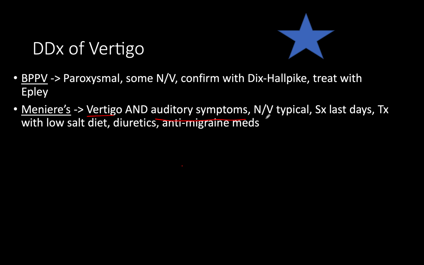Here, these patients are frequently going to have nausea and vomiting. Why? These symptoms last for days. It's thought to be due to changes in the barometric pressure. So as you have a giant weather front moving into your town, now your patient is going to be having all of this vertigo and auditory symptoms for the duration of the time that this barometric pressure is low.